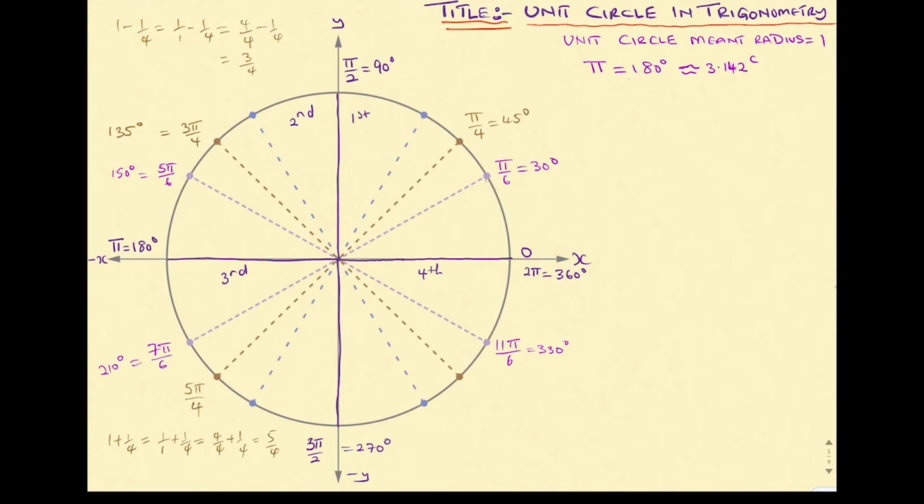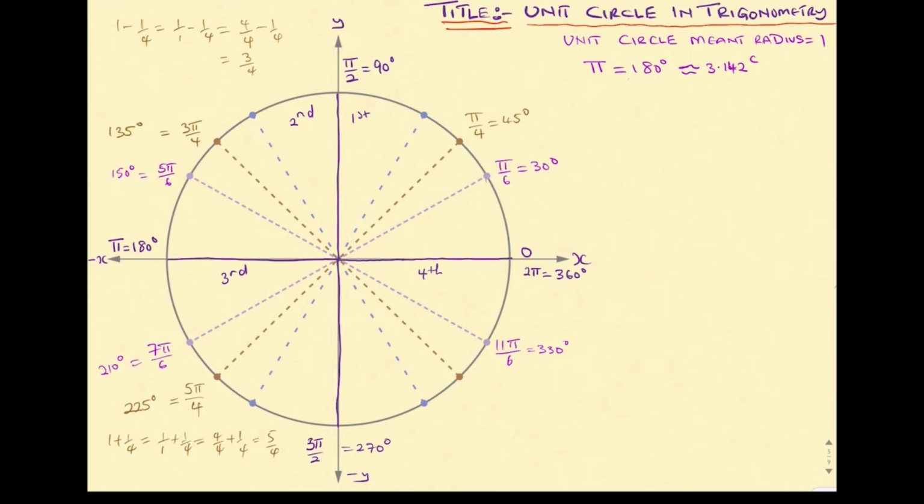So what is 5 pi over 4? Again, in your calculator, you do 5 times 180, because pi is 180, and then you divide by 4, and that should give you 225 degrees. So that's how you do that one.